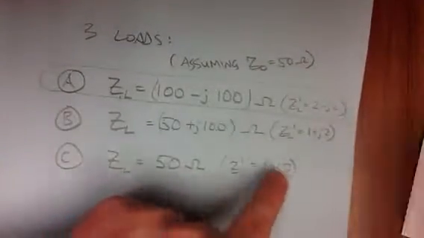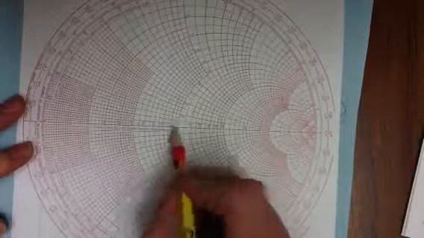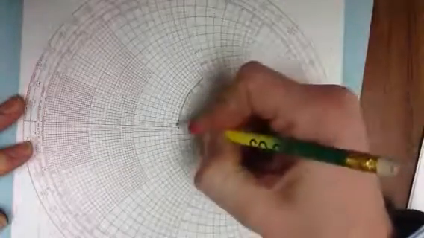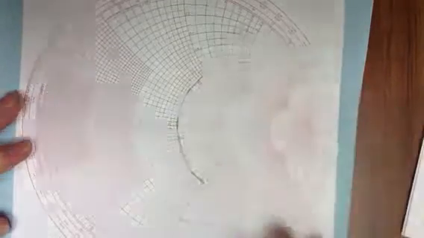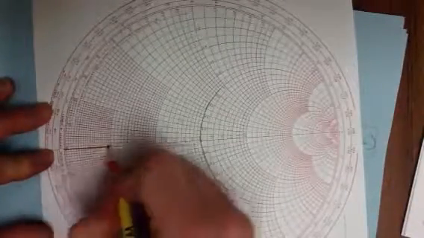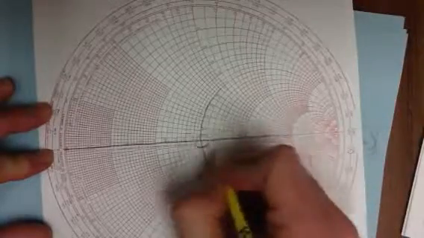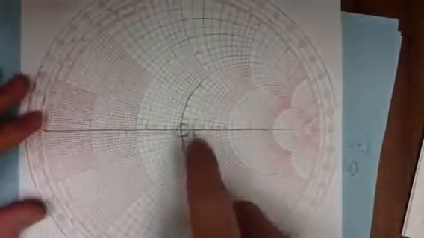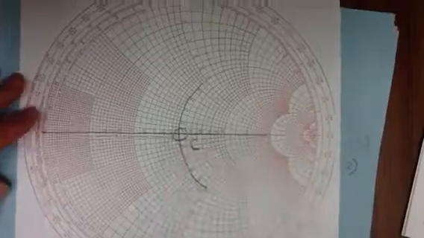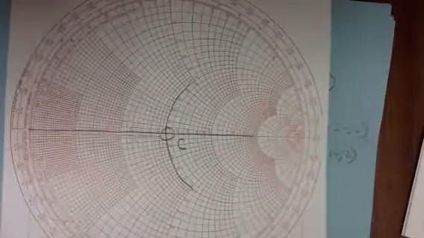1 plus J0. So I go along here and I find 1. I can trace that circle. And 1 plus J0, so I look along here. Oh, 0 is this one, the straight semicircle. So this is C. This is actually a perfect match. Perfect impedance match. 1 plus J0 is right here in the center of the chart.